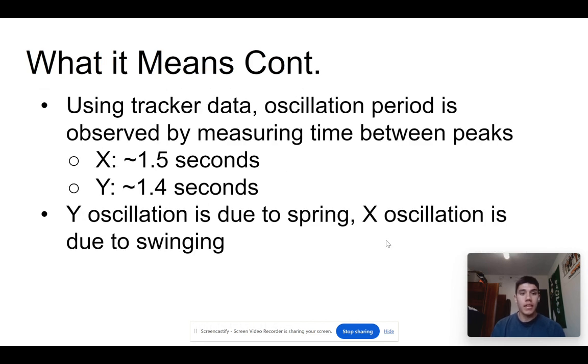Continuing, using the tracker data, the oscillation period is observed by measuring the time between the peaks. For the x direction, this would be just about 1.5 seconds, and for the y direction, this would be just about 1.4 seconds. The y oscillation is due to the spring, and the x oscillation is due to the swinging of the spring.